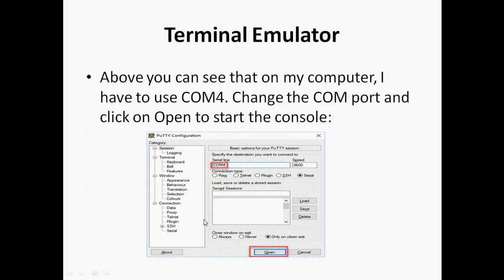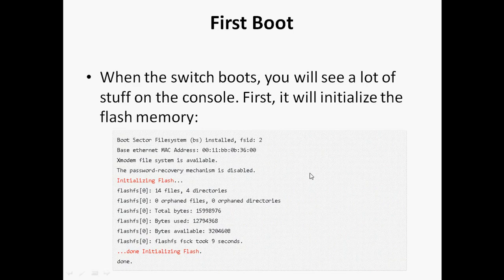So in the PuTTY configuration, in Serial, here I have to mention COM4 and the default speed is 9600. Then I have to click Open. Once I open it, the switch will boot, and you will see a lot of stuff on the console.